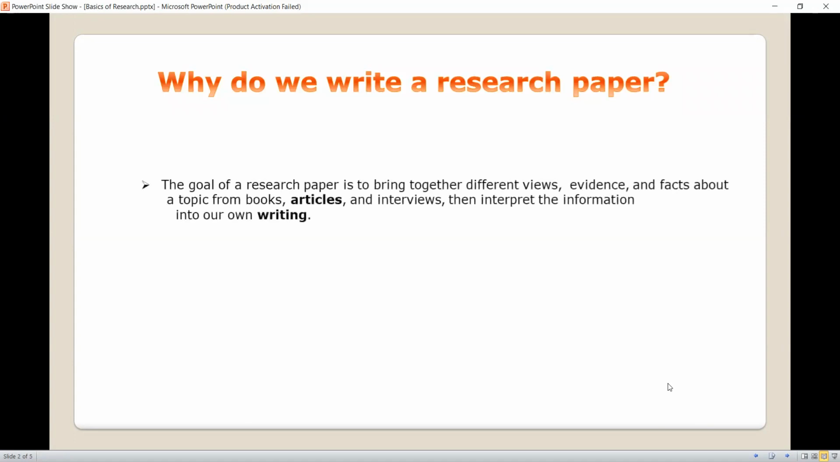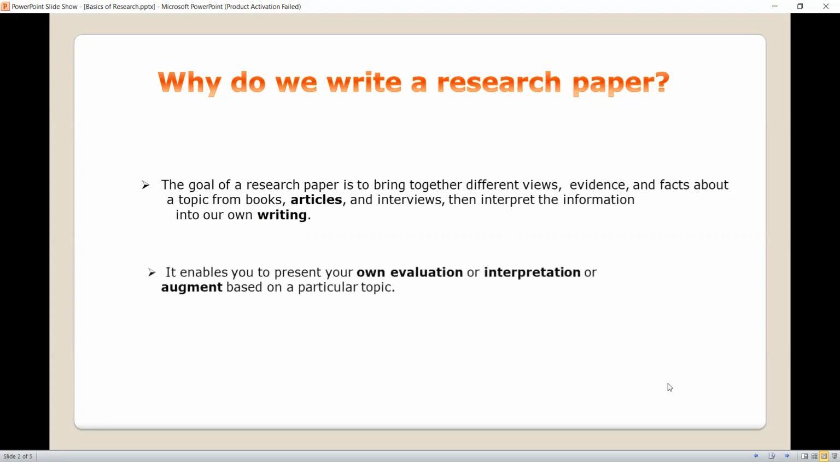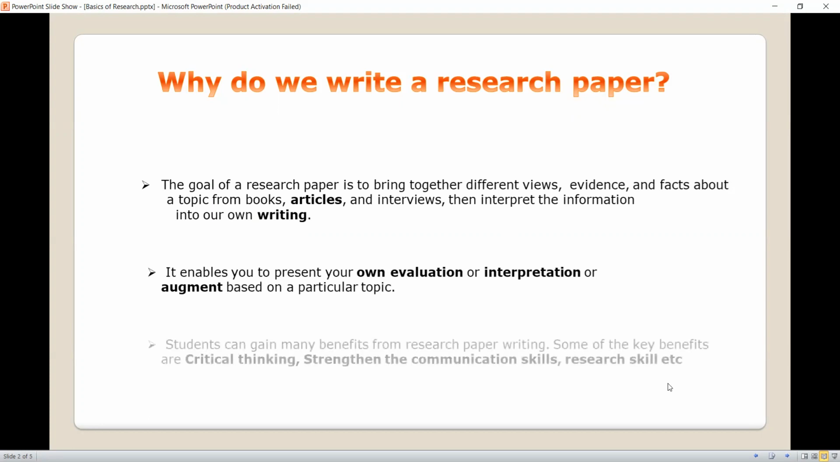The goal of a research paper is to bring together different views, evidence, and facts about a topic from books, articles, and interviews, then interpret the information into our own writing. And then it enables you to present your own evaluation, interpretation, or argument based on a particular topic. Students can gain many benefits from research paper writing. Some of the key benefits are critical thinking, strengthening communication skills, and also research skills.